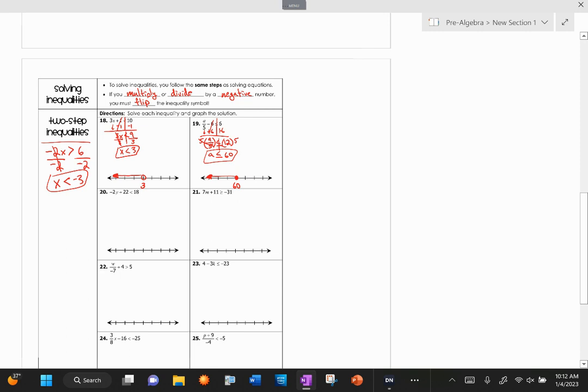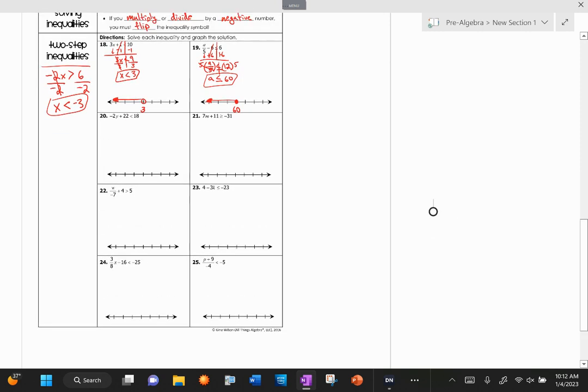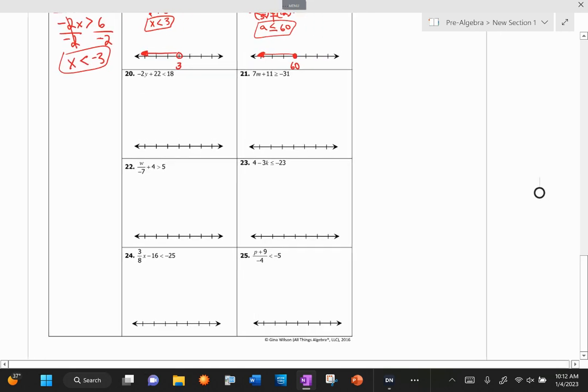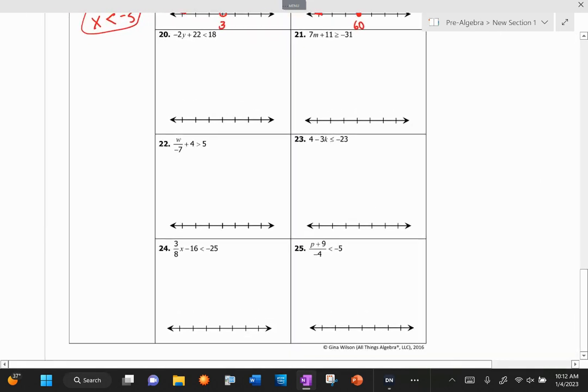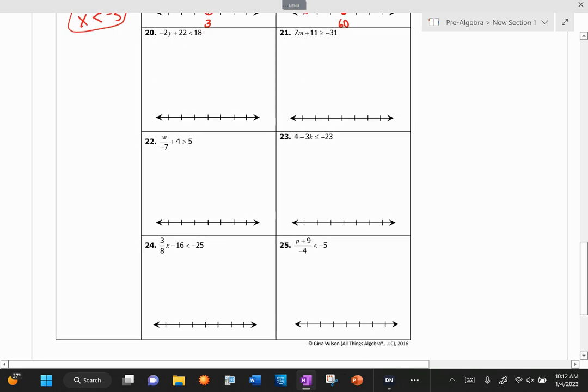Yes. Okay. Please work on 20 and 21. 20 and 21, and then we'll check them.